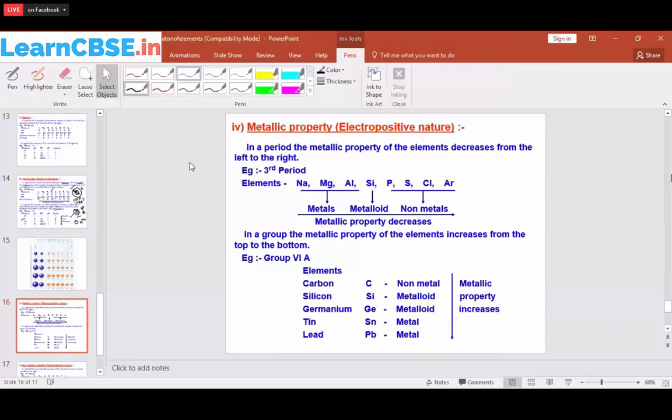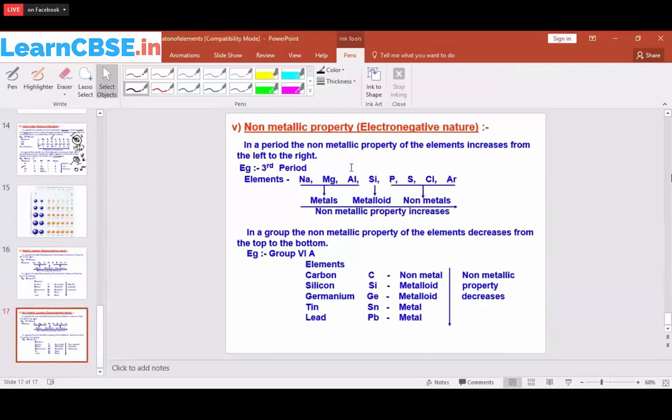In a group, the metallic property of the elements increases from top to bottom. We are taking group 6A: carbon, silicon, germanium, tin and lead. Carbon is the non-metal, then it becomes a metalloid, then it becomes a metal. So when you are moving down the group, the metallic property increases. When you are moving from left to right in the period, the metallic property decreases.